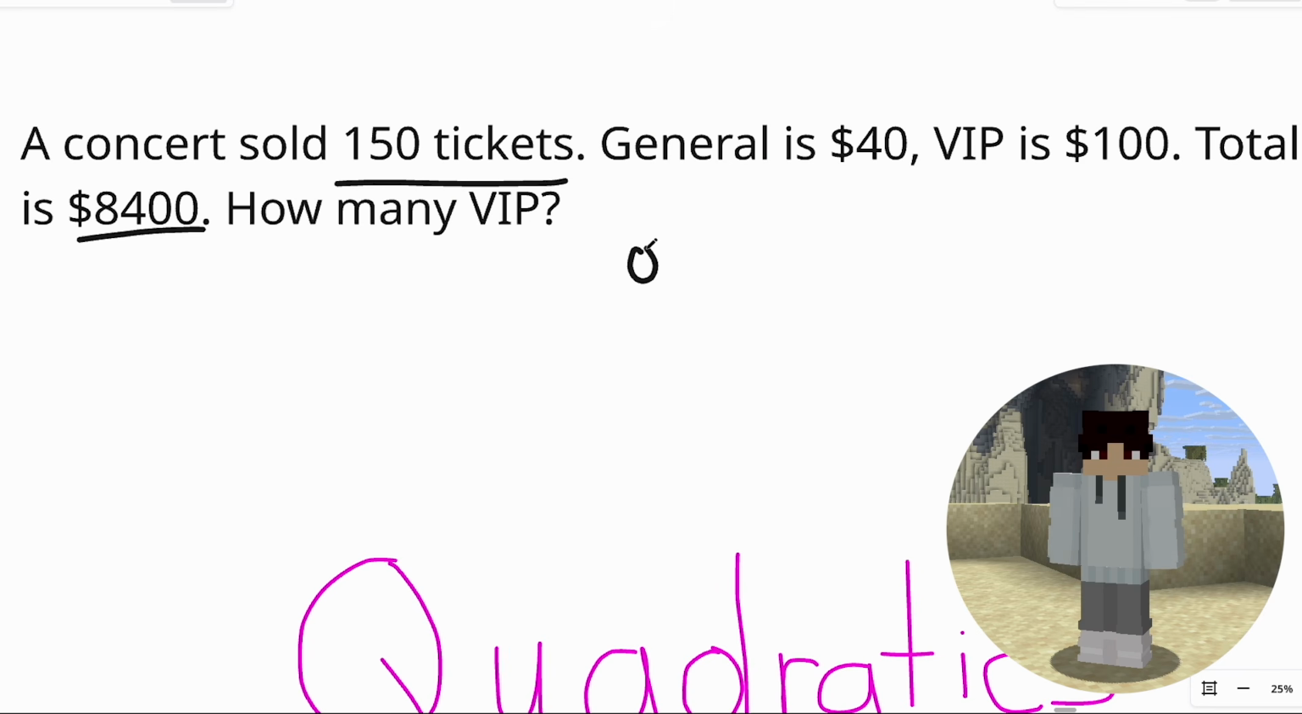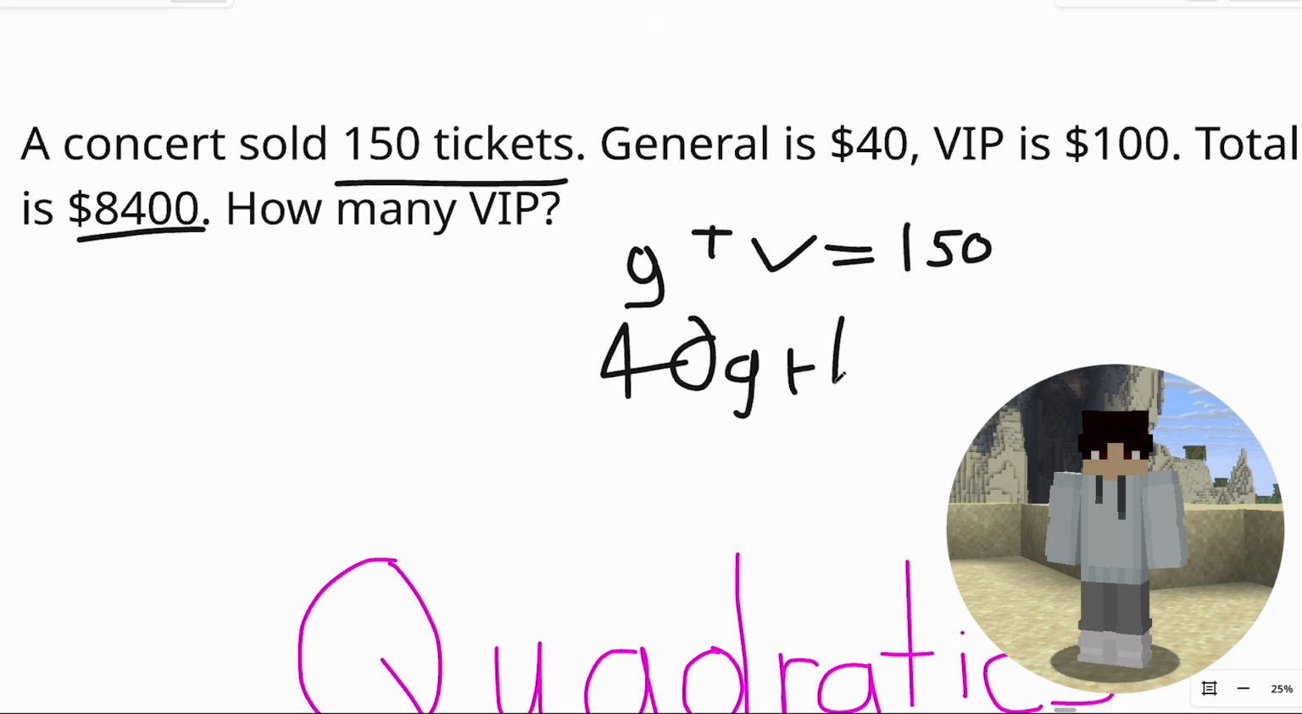So we can say G for general plus V for VIP is equal to 150. And that just makes sense because that's the amount of tickets that they sold. But then we have to have the value. So we know that general is 40. So 40 times G plus 100 times V is equal to 8,400. This looks simple enough.